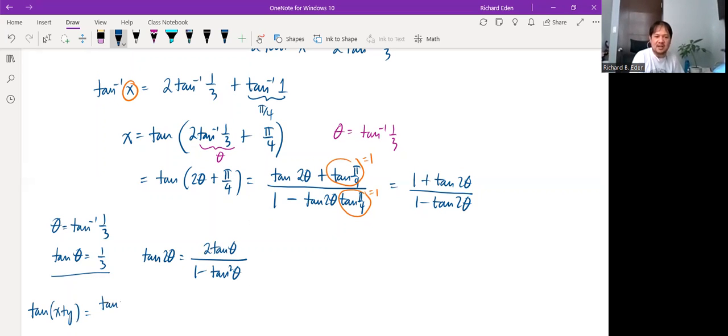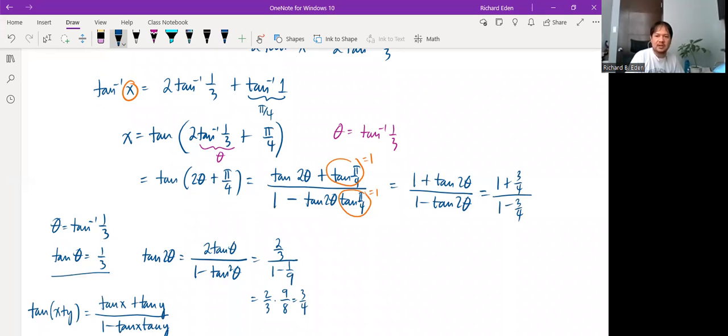Again, the formula is tangent x plus tangent y over 1 minus tangent x tangent y. Just let x and y be equal to theta, so tangent theta will just be added to itself. So you have 2/3 over 1 minus 1 over 9. So 2/3 divided by 8 over 9, times 9 over 8, we have 3/4. Going back here, we have 1 plus 3/4 over 1 minus 3/4. That's going to be equal to 7. That's the exact value.